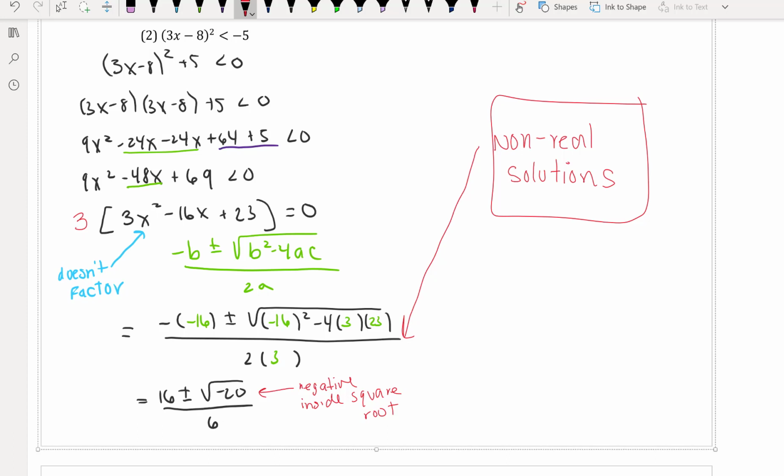So because it didn't factor, I used the quadratic formula, which was -b plus or minus the square root of b squared minus 4ac, all over 2a. So I found my b value and my a value and my c value, and I plugged it in accordingly. But then when I simplified it, it turned out that the inside of the square root was negative. And when that happens, I know that I have non-real solutions, so I could stop. That's as far as I can go with that problem.